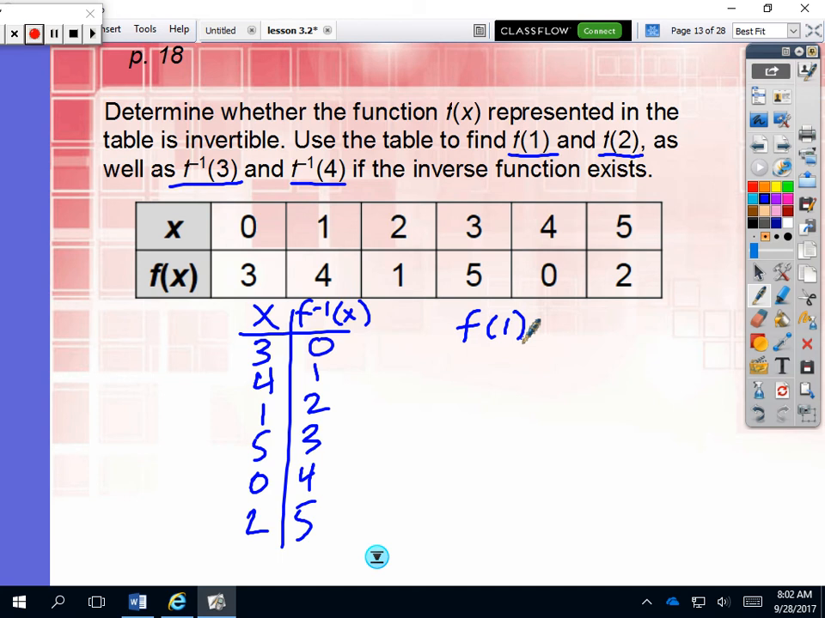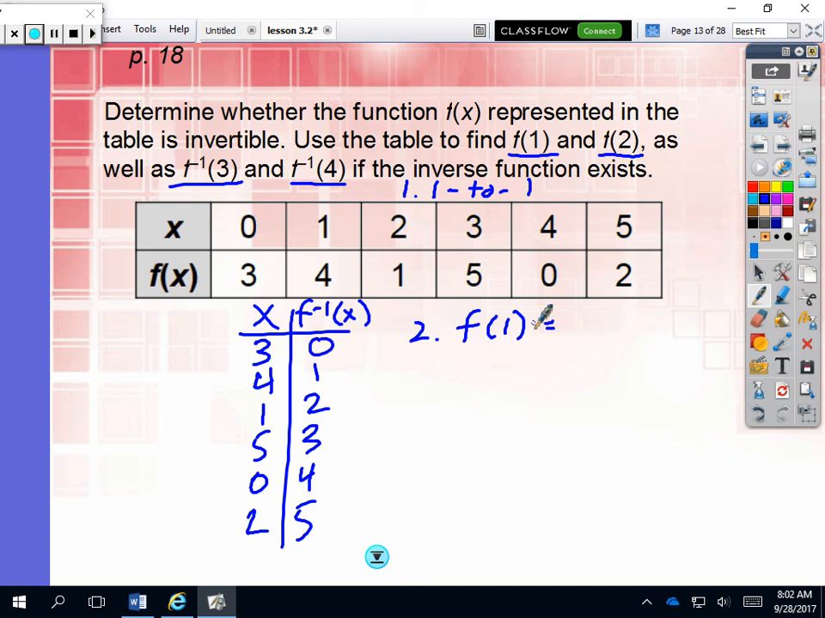Determine whether the inverse exists. Oh, I forgot to do that. There's no repeats in the x column or the y column, so yes, number 1, yes, it is 1 to 1, so we're good on that. So number 2, find the value of f of 1.